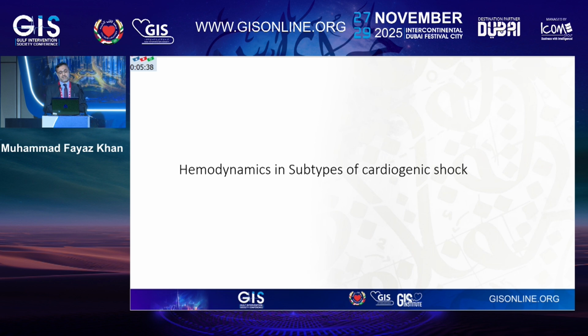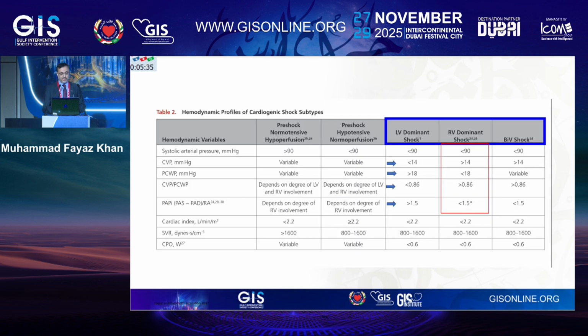So, how hemodynamics in subtypes of cardiogenic shock can help us. This is a quick slide, and if you can memorize it somehow, it's useful. I'm going to talk only about RV dominant shock. In RV dominant shock, we should have a high CVP and a lower wedge, an RA to wedge ratio more than 0.86, a PAPI less than 1.5, and an RV stroke work index less than 0.3 in these patients.